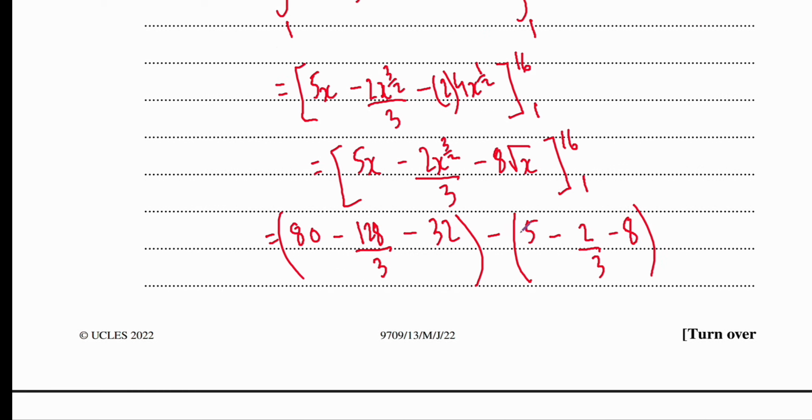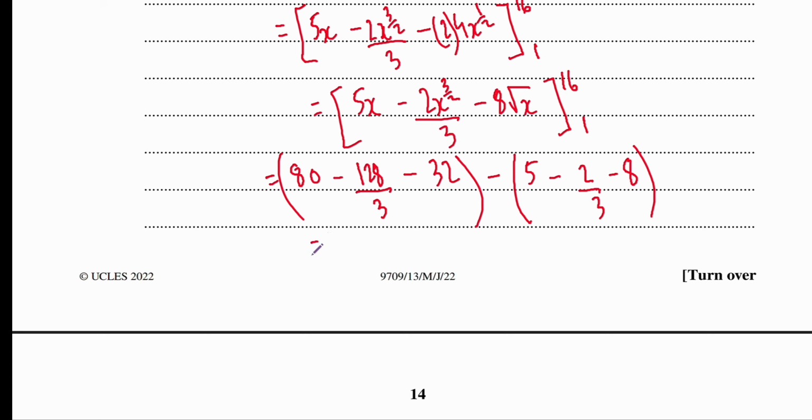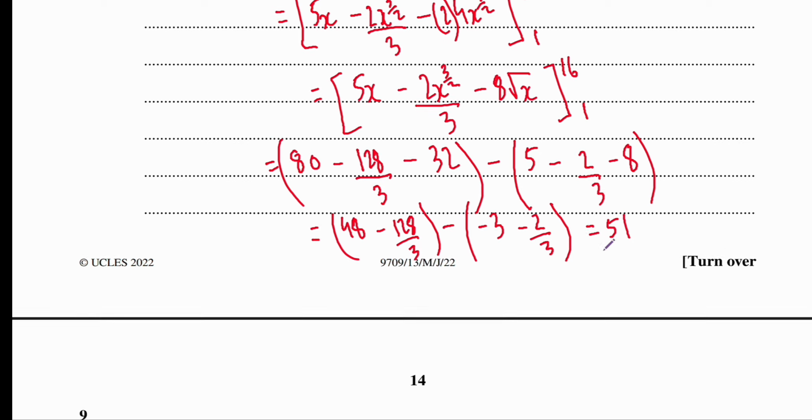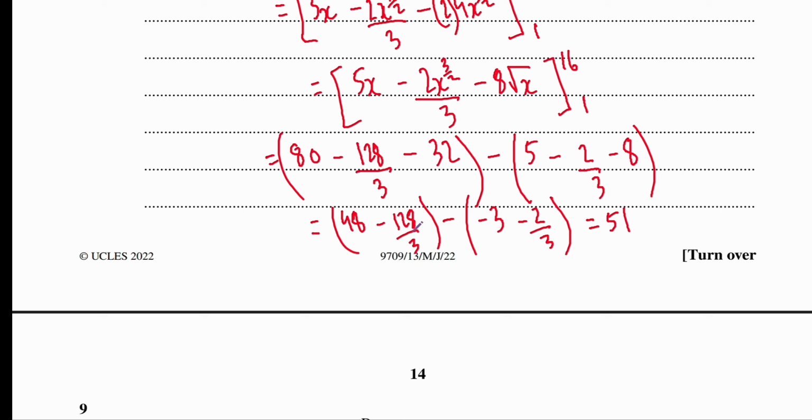So let's see if you get the same thing. Well, let's do it right here. You get 80 minus 32 is 48, sorry. So you have 48 minus 128 over 3. And then you're subtracting. 5 minus 8 is negative 3. So you have negative 3 minus 2 over 3. So that is equal to, well, we do 48 minus 3, so that's 51. That's nice to work with. And then you have minus 128 over 3 minus 2 over 3.